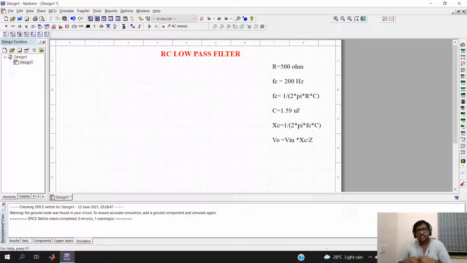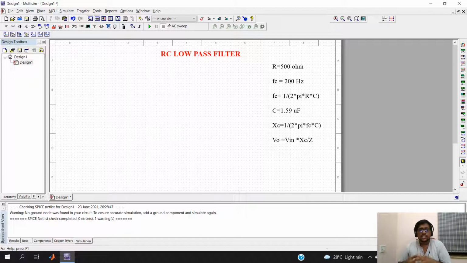The high pass filter, that is the second one, passes higher frequency signals and attenuates the lower frequency signals. The third one is called a band pass filter, which will pass a certain range of frequencies. And the fourth one is a band stop filter, which will reject a certain range of frequencies. So in this video, I'll be explaining the RC low pass passive filter.